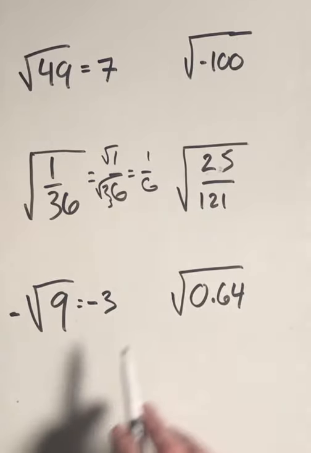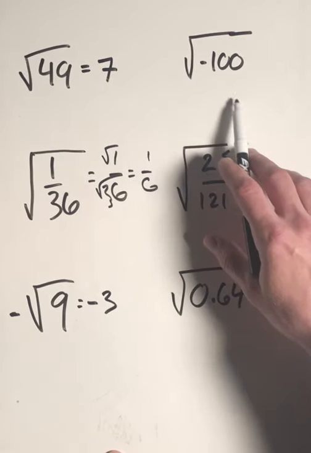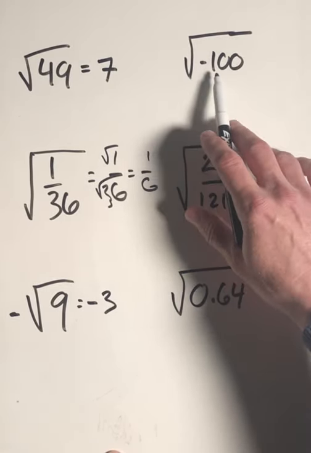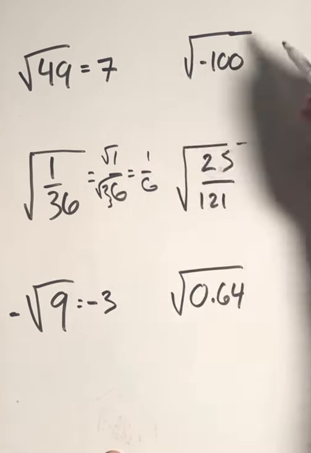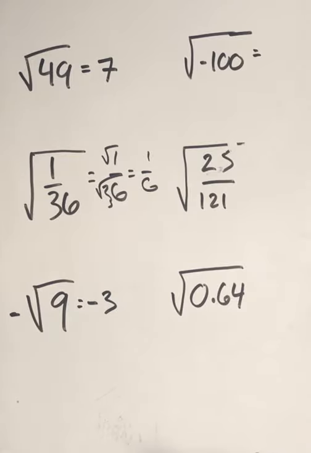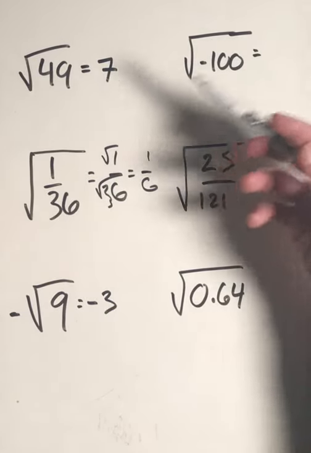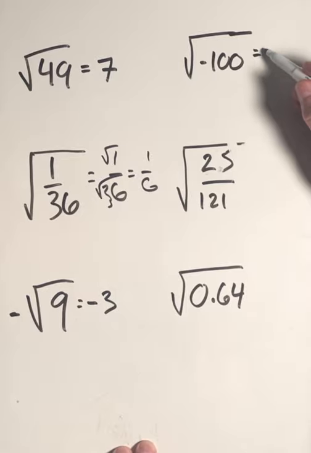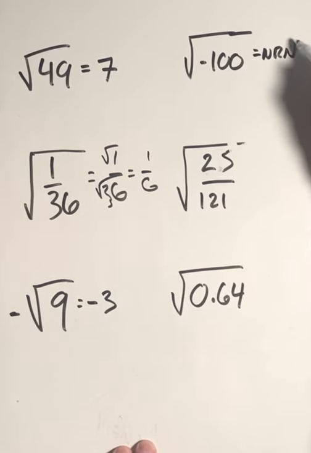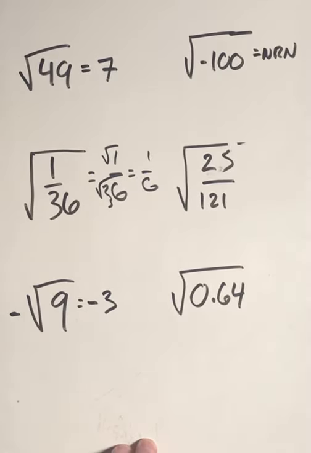Right? Now up here, we're looking for the square root of a negative number. So we're looking for what number times itself equals negative 100. And if you think about that, there is no such number, no such real number. Because 10 times 10 is 100, and negative 10 times negative 10 is also 100, positive. So this is what we'll call NRN, or not a real number.